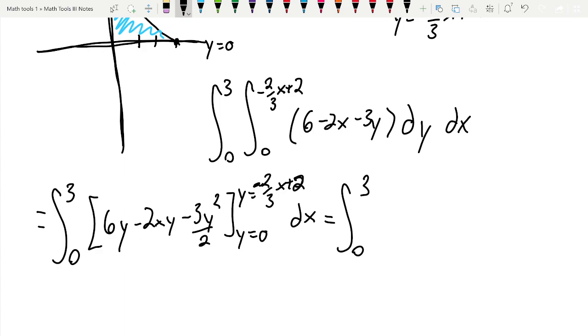So go ahead and plug all this in. So 6 times negative 2/3 x plus 2, we're going to have negative 4x plus 12, I believe. And then minus 2. Let's just do it all at once here. So we have plus 4/3 x squared minus 4x. Okay.